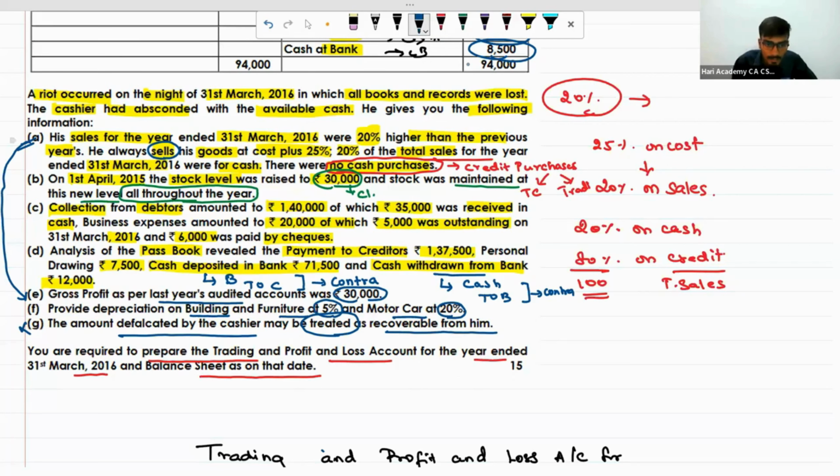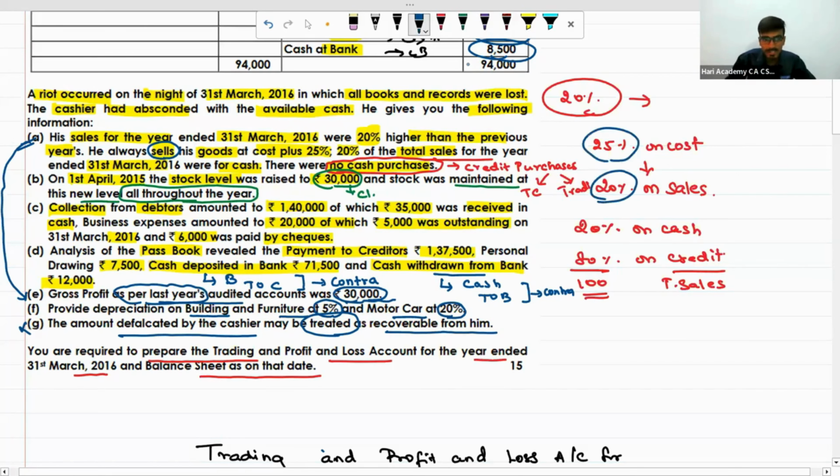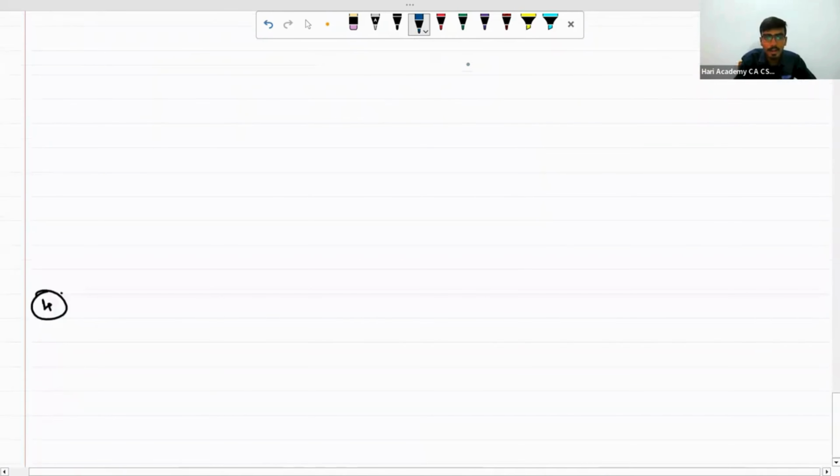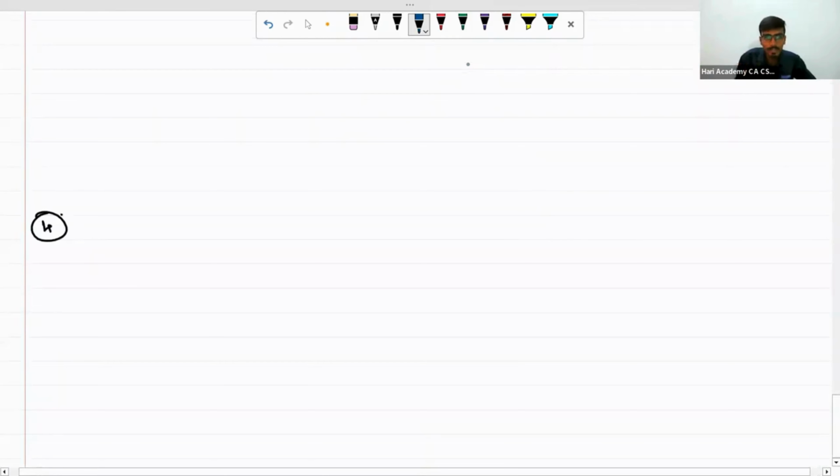That is, as per the audited accounts, the gross profit of last year was 30,000. So, if it is 30,000, we have to find it out. It is 25% on cost, which is 20% on sales. The same adjustment which we are going to give. In the fourth working note, we are going to start to find the GP of current year and sales of current year.